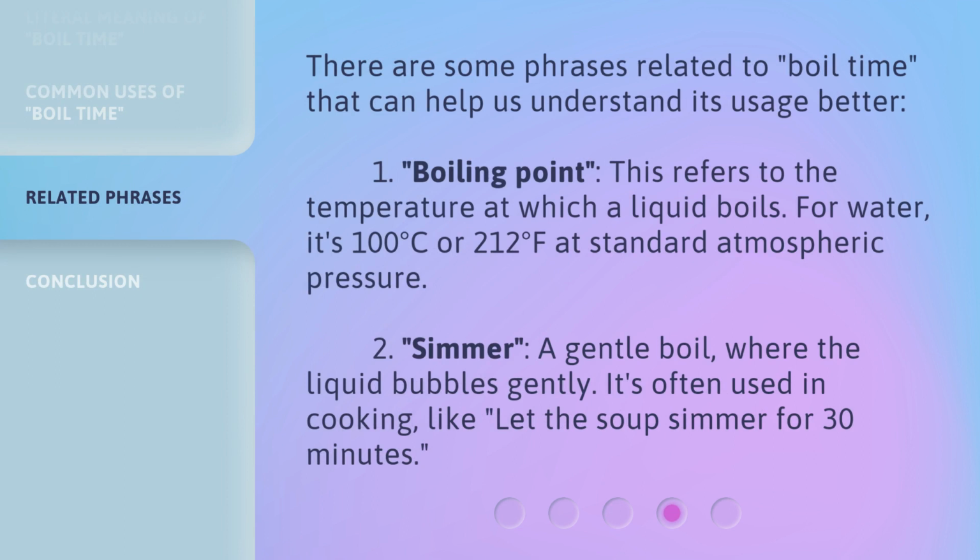There are some phrases related to boil time that can help us understand its usage better. 1. Boiling point. This refers to the temperature at which a liquid boils. For water, it's 100 degrees Celsius or 212 degrees Fahrenheit at standard atmospheric pressure. 2. Simmer, a gentle boil, where the liquid bubbles gently. It's often used in cooking, like, "Let the soup simmer for 30 minutes."